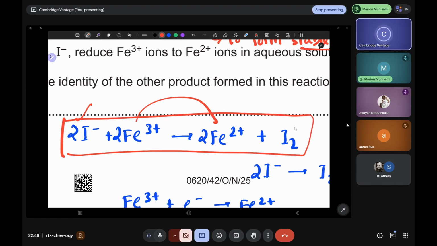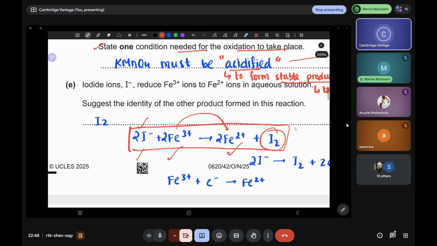So when the iodide ions end up losing electrons, it turns into iodine molecule. Since they already talked about iodide, Fe3+ and Fe2+, the other product that we are dealing with over here is essentially just I2. And notice over here they said suggest the identity. So you have the liberty to write either the name or the formula. If anyone writes down iodine, you will still score the mark. You don't need to worry. But if they said state the formula of the other product, then you must write down I2.